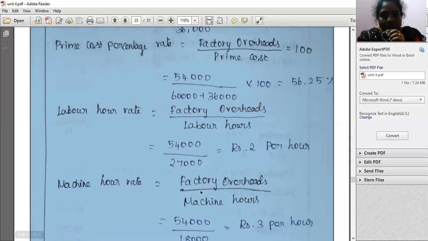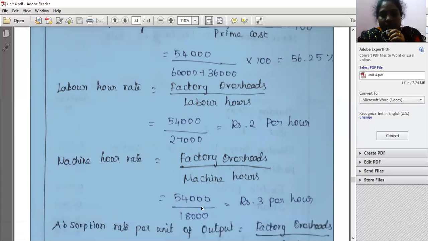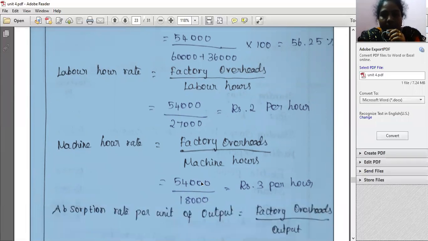And the machine hour rate is factory overhead divided by machine hours. This information is given in this problem. The numerator is the same value and the denominator is 18,000 machine hours. This information is also already given in this problem.